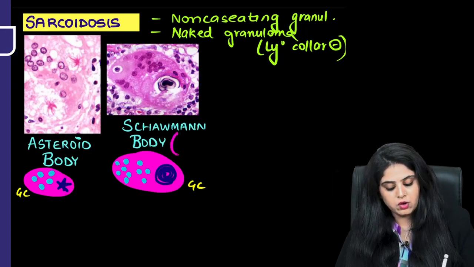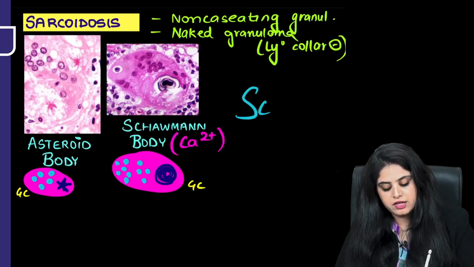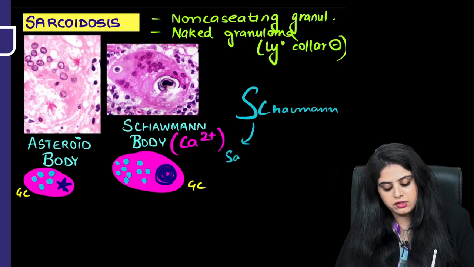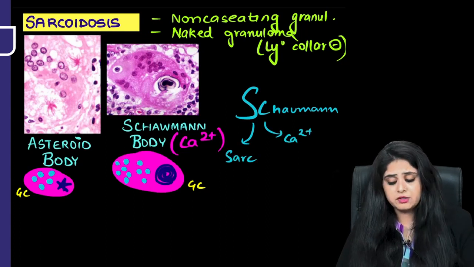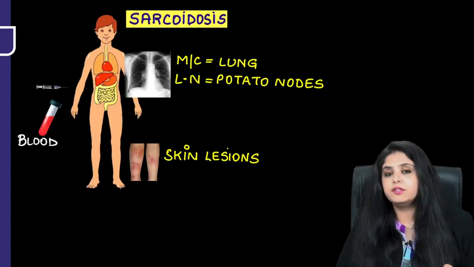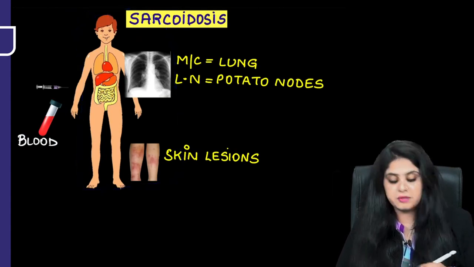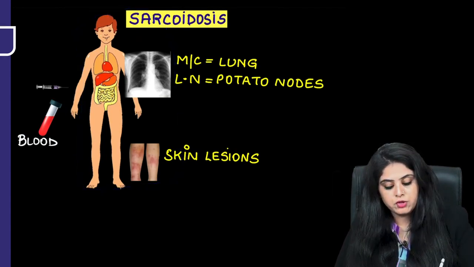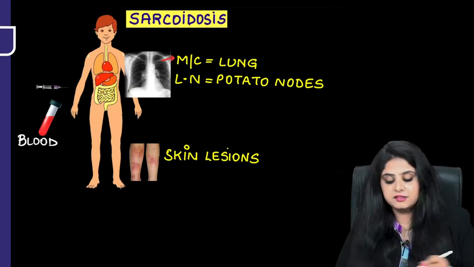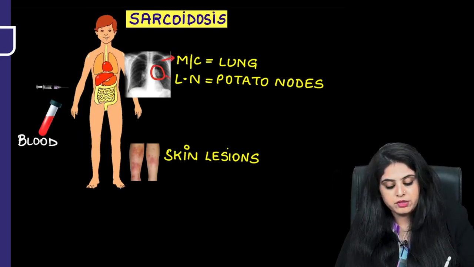So they ask you what is the composition of a Schaumann body, and I have always taught you the way you write Schaumann, that was your mnemonic also, na? Schaumann is S for sarcoidosis and C for calcium, right? But I want to ask you, sarcoidosis is what kind of a disorder? It's a multi-system disorder. So they can give you this kind of a multi-system picture, which means the most common organ that I'm talking about is the lungs. But the second most common is going to be the lymph node.